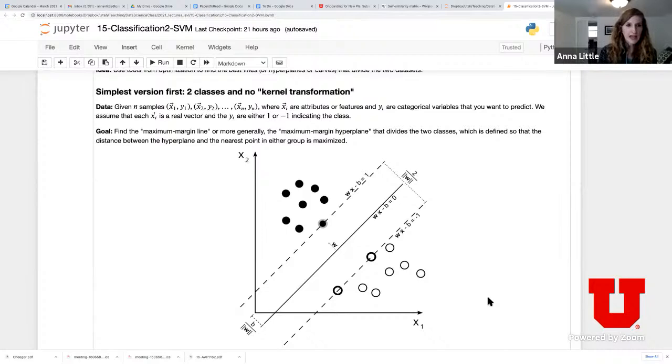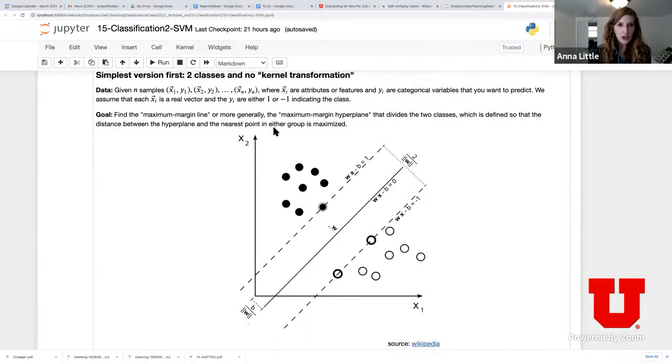So let's suppose that we have n samples, x1 through xn, and also their corresponding labels, y1 through yn. The x's are the attributes or features, and the y's are the categorical variables which we want to predict. Think of the x's as vectors, because it could be a large collection of features. And the y's, we'll assume they're either 1 or -1, indicating the class. Male, female, true, false, whatever variable of interest.